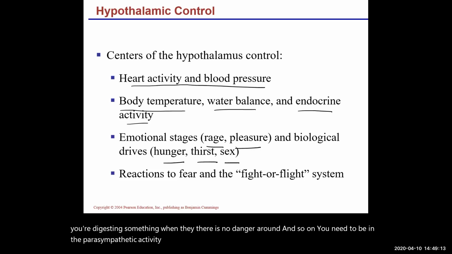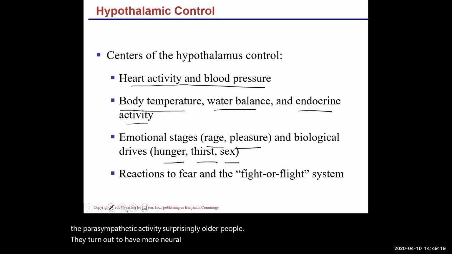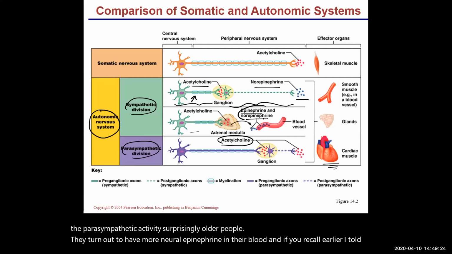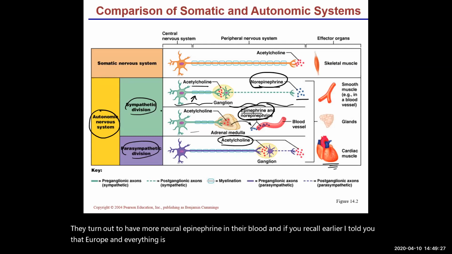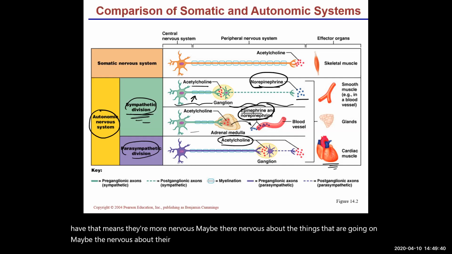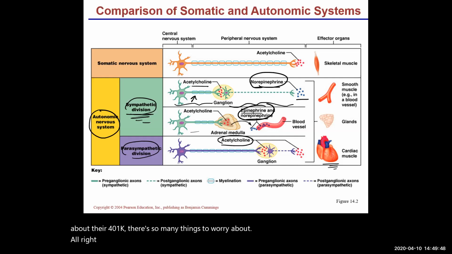Surprisingly, older people turn out to have more norepinephrine in their blood. And if you recall earlier, I told you that norepinephrine is associated with the sympathetic activity. So again, older people have that. That means they're more nervous. Maybe they're nervous about the things that are going on. Maybe they're nervous about their pension. Maybe they're nervous about their job. Maybe they're nervous about their 401k. There's so many things to worry about, all right? They're getting older. They cannot work the same way. They might get out of a job. Maybe they're worrying about that.